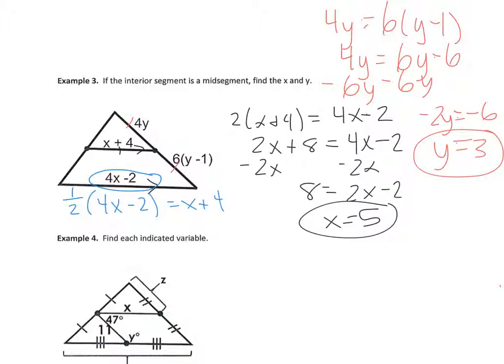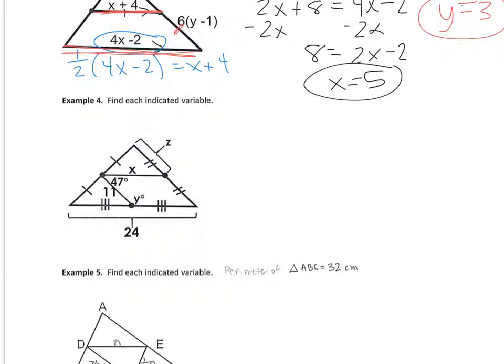So if it's a midsegment, you know it's creating a midpoint, and this segment is half the distance of this segment. And then down here, example 4, you have some angles in here. So remember that this is parallel to this. So if this is parallel, these two right here are same side interior angles. So same side interior angles have to add up to 180. So 180 equals y plus 47. So y equals 133 degrees.